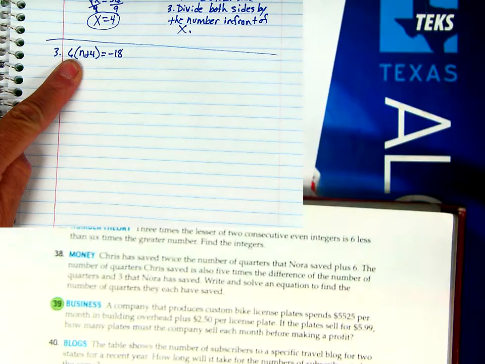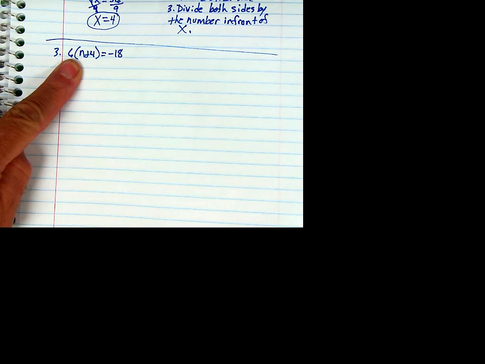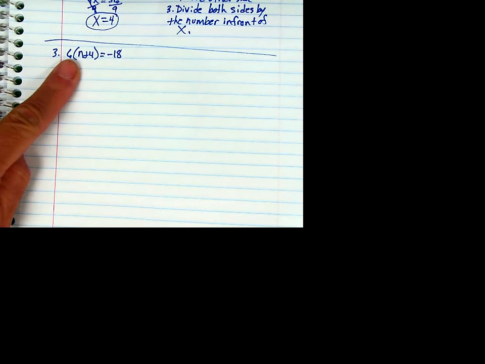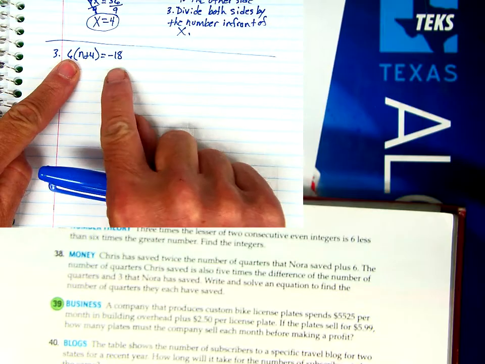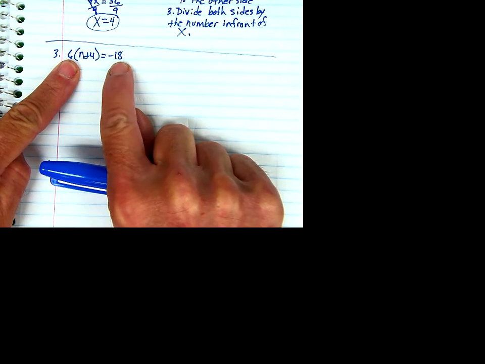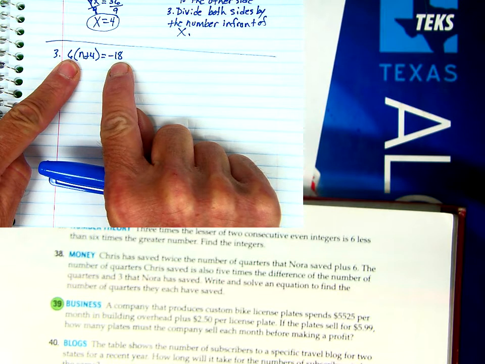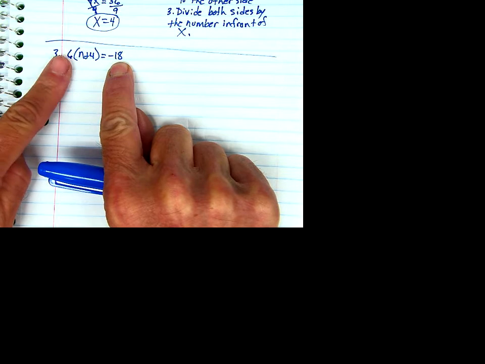Number 3. Distribute the 6. That's right. There is math to do over here. All right, on the right-hand side, is there any math to do? No. So I can't start my 3 steps yet because I do have math to do over here. Now I'm going to go ahead and distribute this 6.